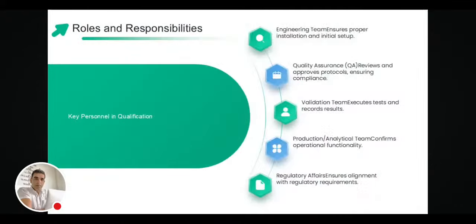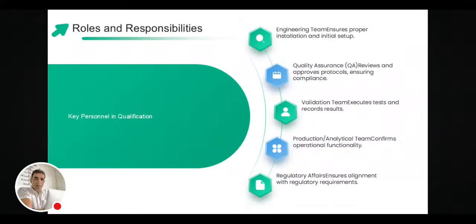Successful equipment or instrument qualification requires effective collaboration across multiple departments. Each team plays a critical role in ensuring the process is thorough, compliant, and aligned with operational needs. Engineering team: responsible for proper installation, utility connections, calibration, and initial equipment setup. Quality assurance, QA: reviews and approves qualification protocols to ensure they align with both regulatory requirements and internal quality standards.